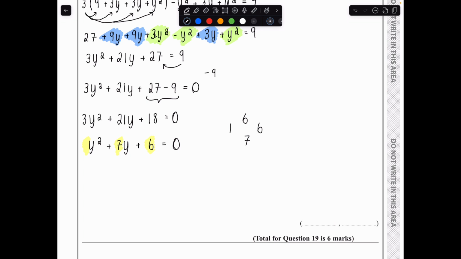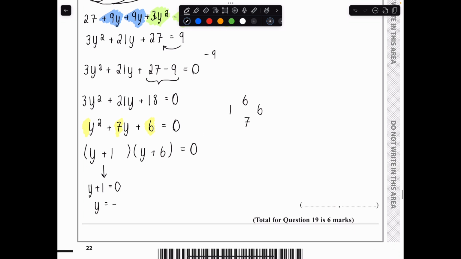It's 1 and 6. So in this case, we write out our double brackets. We put a y at the start, then plus 1, then y plus 6. And all of that is equal to 0. So from here, now, if y plus 1 is equal to 0, what does y equal? So here we need to do the opposite. So instead of adding 1, we'll subtract 1 from both sides, and that leaves us with y is equal to negative 1. And in this case, if y plus 6 is equal to 0, y is equal to, what's the opposite of adding 6? It's subtracting 6.